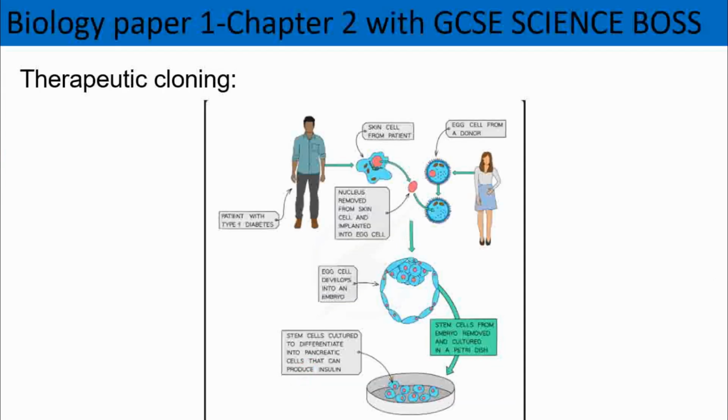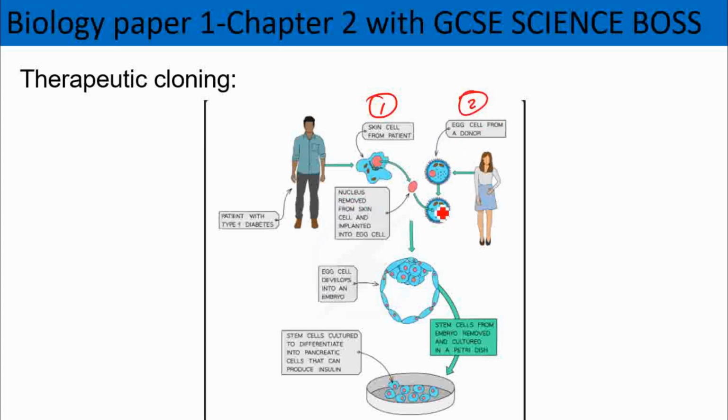Now, because of stem cells, you're able to carry out something called therapeutic cloning. So you need to be familiar with the term therapeutic cloning. What happens in therapeutic cloning is, let's say, for example, you have someone with diabetes. What you then do is take a cell, a skin cell perhaps, from that patient, and you also have some sort of egg donor, a biological female with XX chromosomes.